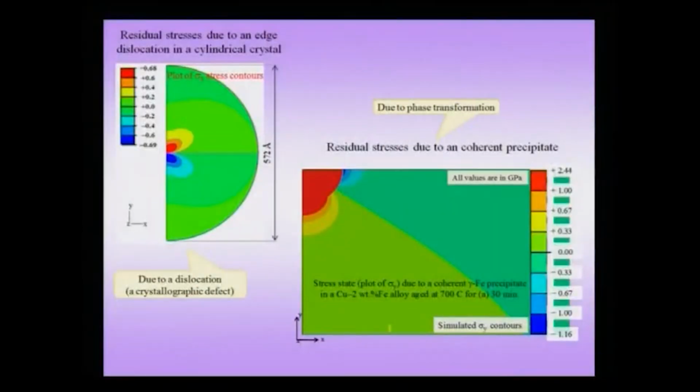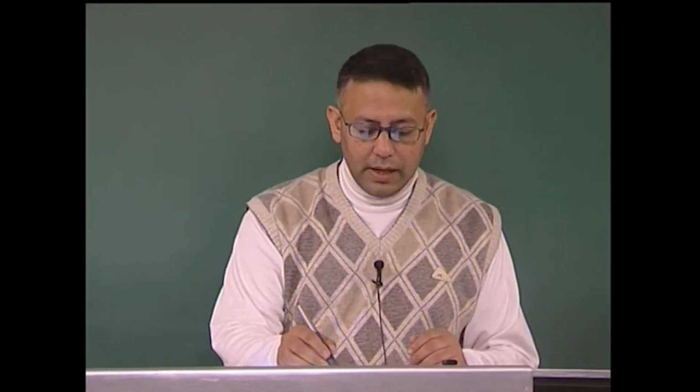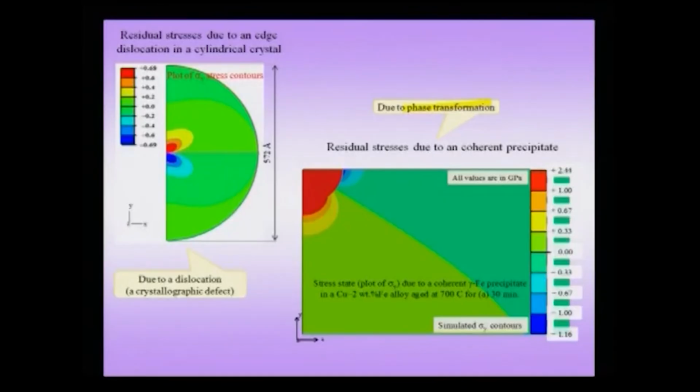One is that arising from a dislocation, which is shown in the semicircular body on the left hand side, and the other one is that arising due to a phase transformation. If a dislocation is present in a material, then there are compressive and tensile stress fields associated with the dislocation, and typically these would on the whole cancel out. In other words, if I perform an integral of sigma ij dV, then this integral over the entire volume will give rise to a 0 net residual stress.